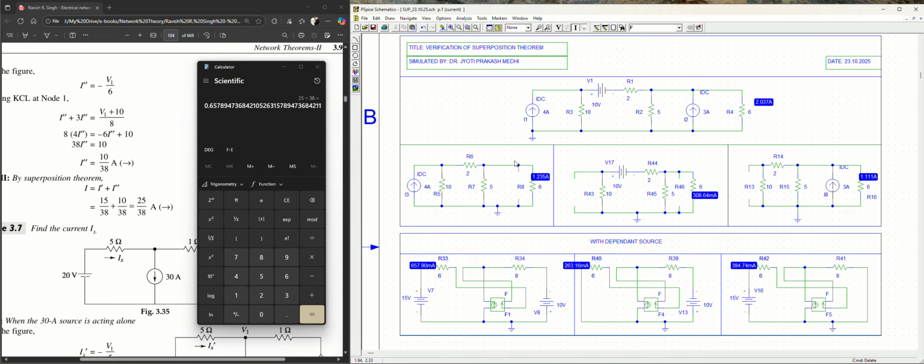We can verify the superposition theorem like this using a PSPICE circuit. Let's see other circuits similarly. Instead of putting everything in one video, let us separate it, and then we'll discuss that in the next video.